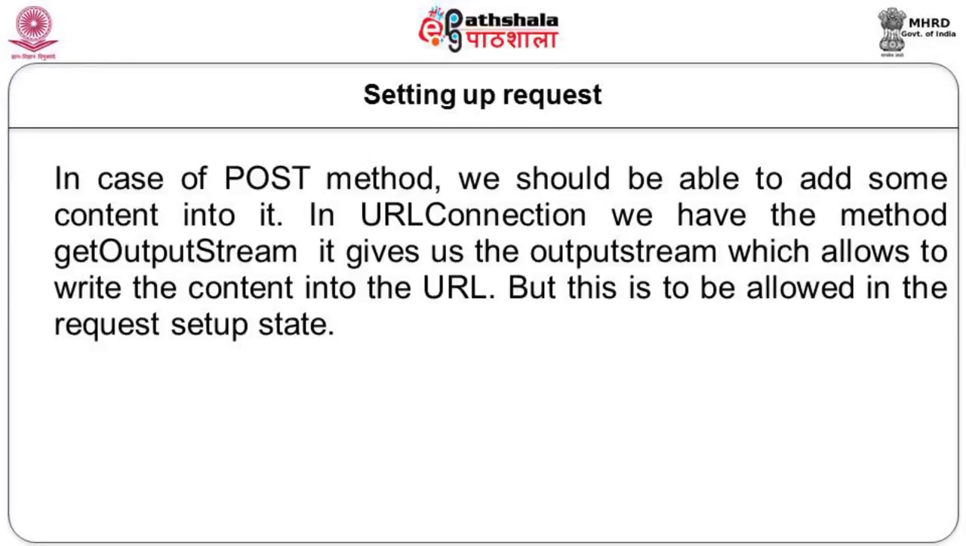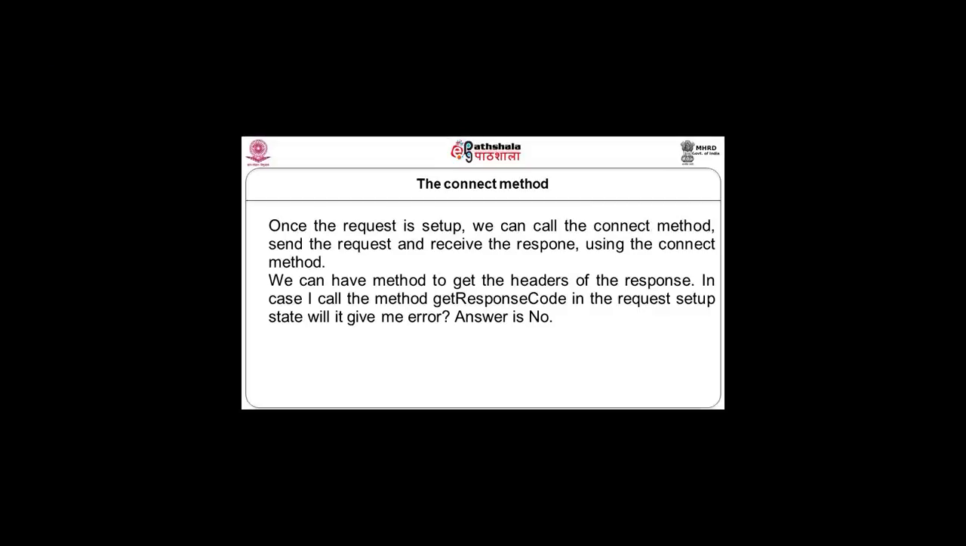So there is a get output stream method in the URL connection to enable you to put some content into it. Fine. So with this way you should be able to set up your request. Once this request has been set up, you call the connect method. Calling the connect method sends a request, waits for a response from the server, and receives the response. Whatever response is received is also managed within the URL connection object.